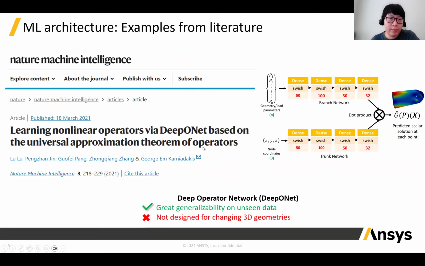And then the second possible candidate here is DeepONet, which I think everyone should be familiar with at Brown, because it was originally developed at Brown by Professor Karniadakis and Professor Lu. So the strength here is that it has great generalizability on unseen data, which is also one of the big things that we want to capitalize on. However, we do realize that it's not specifically designed for changing 3D geometries. It can be applied to 3D geometry, but it's typically used for just one geometry that's not changing, especially not changing in the number of nodes. So that also forms our basis for the development of our new model here.